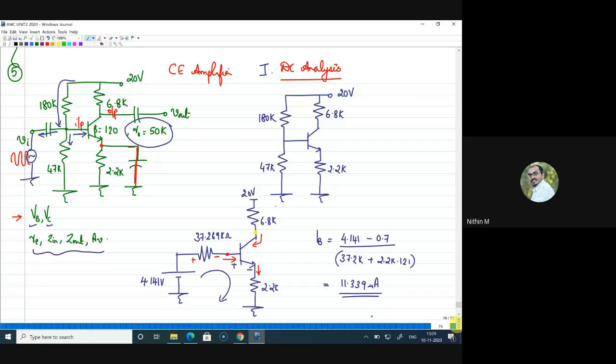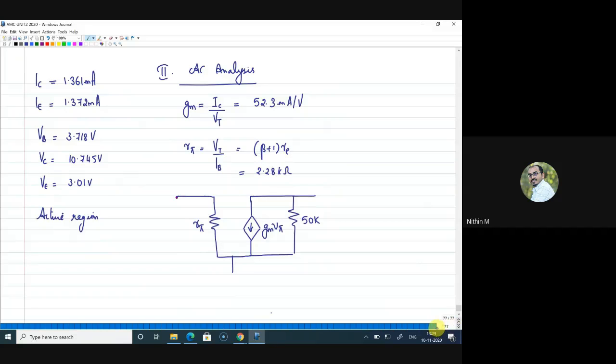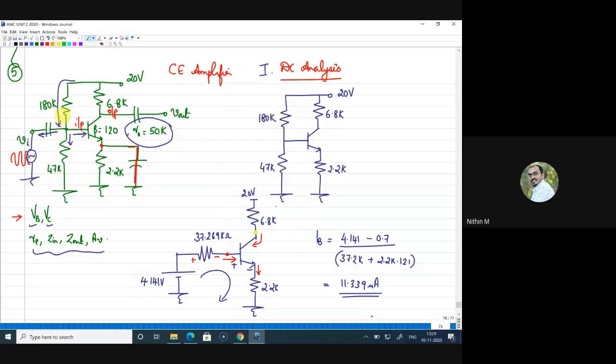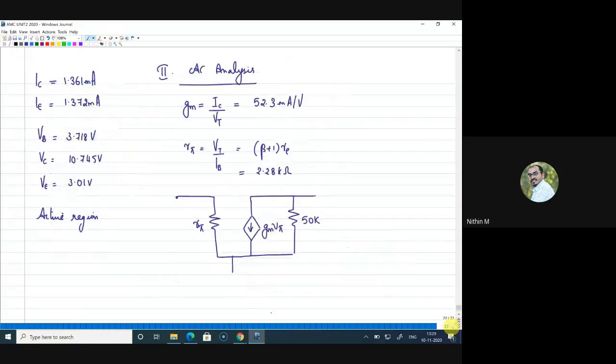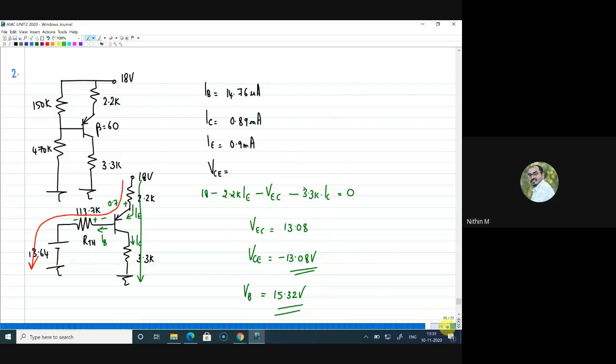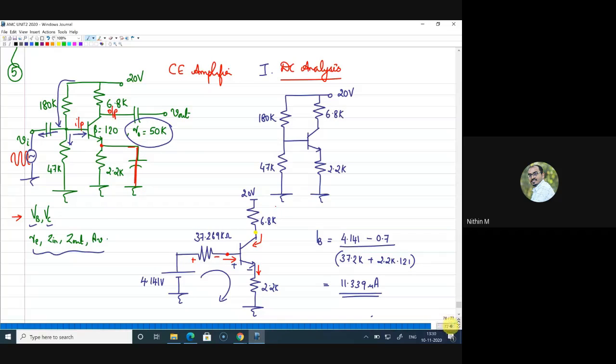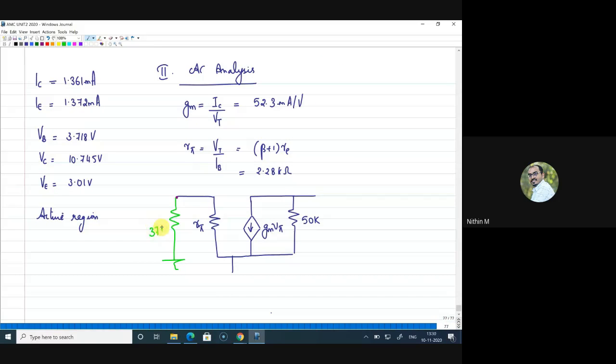We have drawn the equivalent circuit of the BJT. Now you can see that at the base there are two resistances. 180K is connected to 20 and 47K is connected to ground. But we know that for AC this 20 volt DC supply will act as ground. So 180K and 47K are both in parallel from base to ground. I'll add a resistance here, 180K parallel to 47K, which is 37K, and this is the point where you are applying the input.